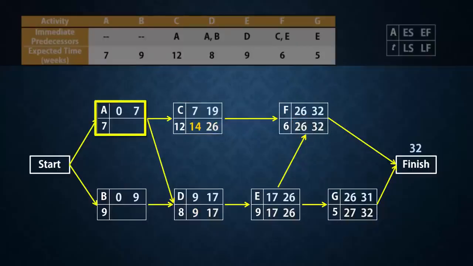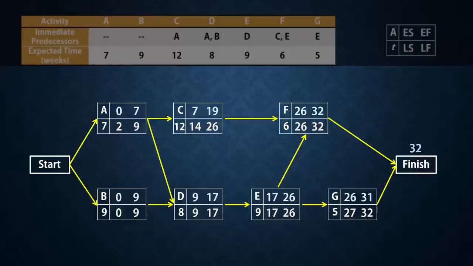A has two successors, C and D. The minimum of their latest starts is 9. So the latest finish for A will be 9, and its latest start will be 2. Activity B has one successor, D, with latest start of 9. So the latest finish for B will be 9, and its latest start will be 0. The backward pass is now complete.